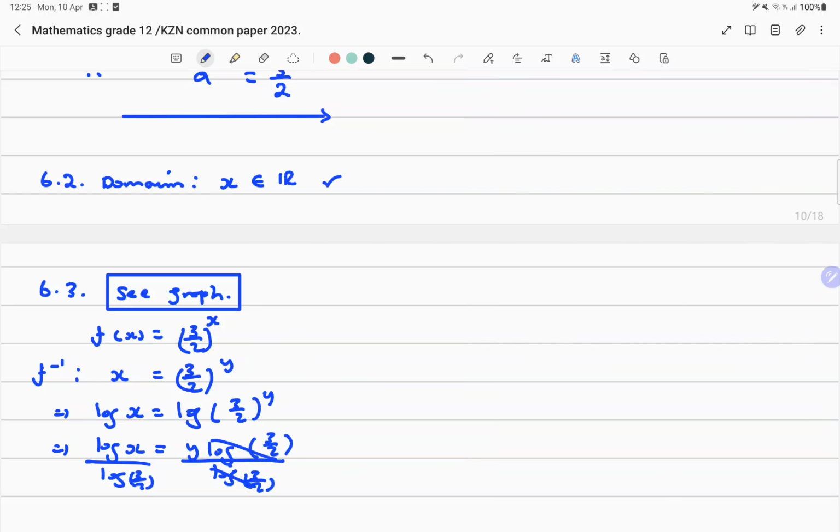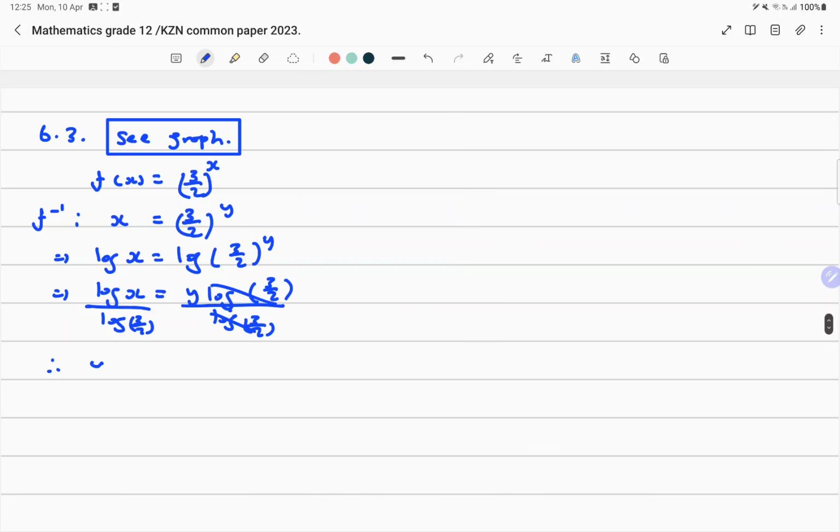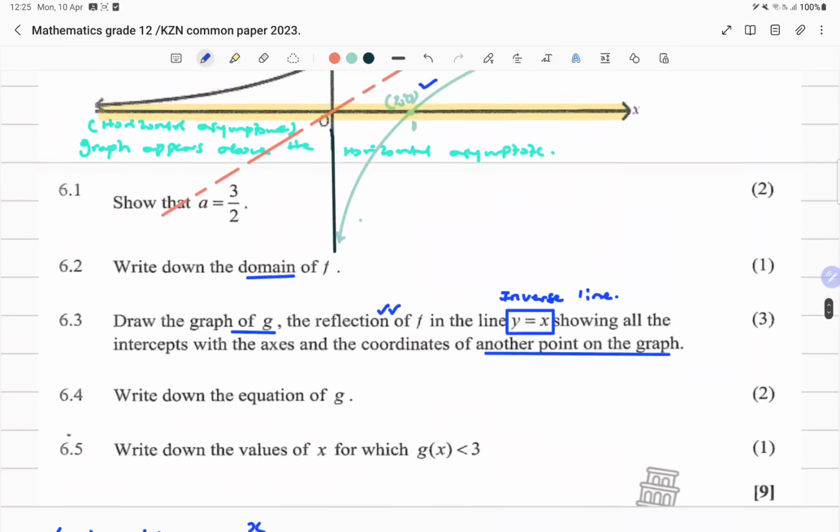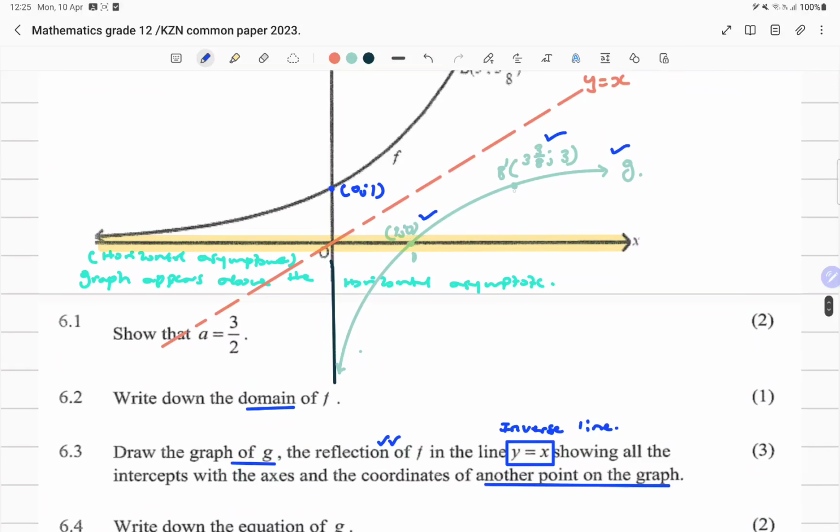And then this cancels, and then you end up with y equaling, now if this is the same base 10, this is the same as just log of the number x to the base 3/2. And this is the graph of g. This is the graph that we ended up drawing over there.